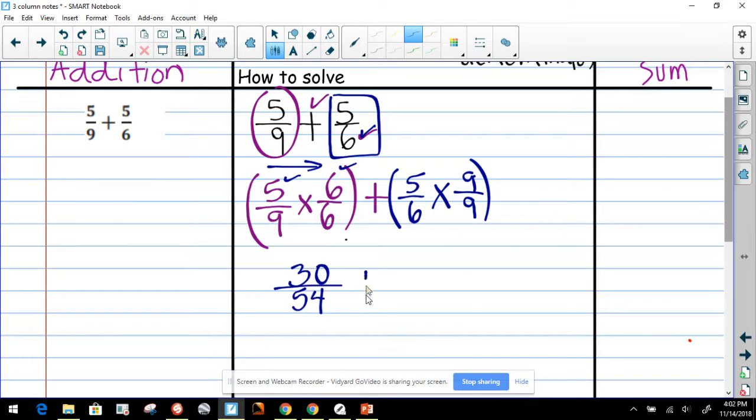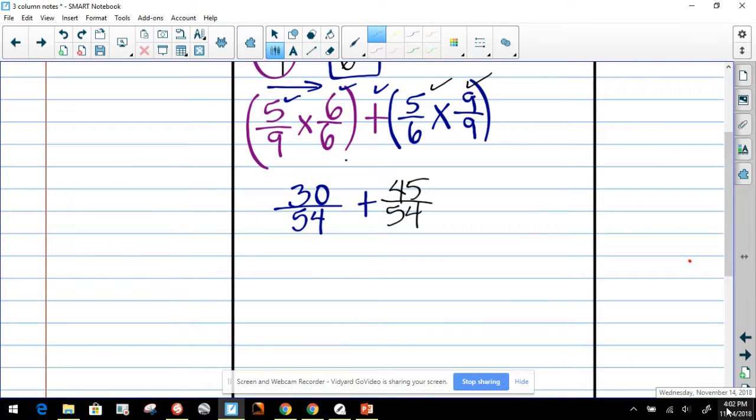So now we just transformed 5 ninths into an equivalent fraction, which is 30 fifty-fourths. Now we're going to do the second one, and the second one is going to be 5 times 9 equals 45 on the numerator. The denominator should be the same. 6 times 9 equals 54. Okay, now see, when we find these equivalent fractions, we can add them with like denominators. The denominator stays the same because they're the same.